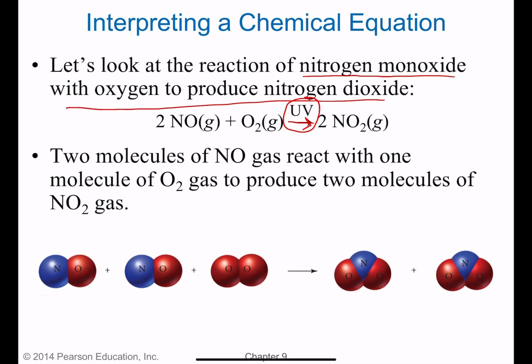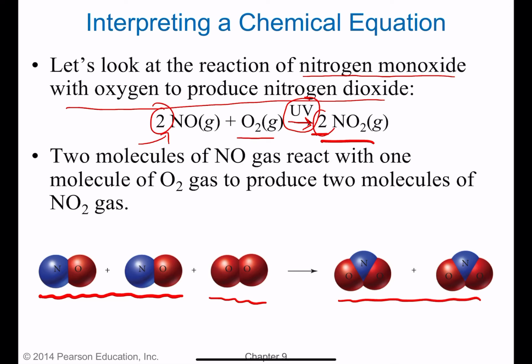But here, what we're actually trying to say is happening in this reaction is we have two nitrogen monoxide molecules, so that's why I've drawn it twice over here, reacting with one diatomic oxygen, and then it produces 2 of the NO2s. So here's our 2 NO2 molecules. 2 molecules of NO gas react with 1 molecule of O2 gas to produce 2 molecules of NO2 gas. So this gets into the coefficients, and then here's the coefficient of 1, which is why we have 1 molecule here.